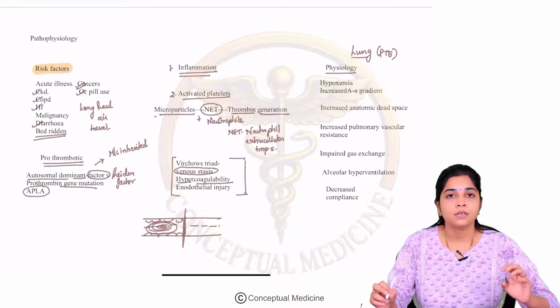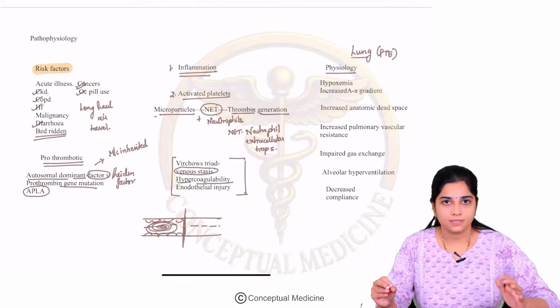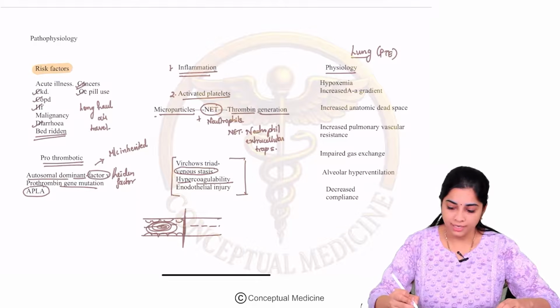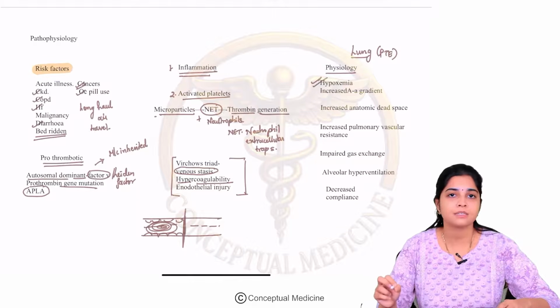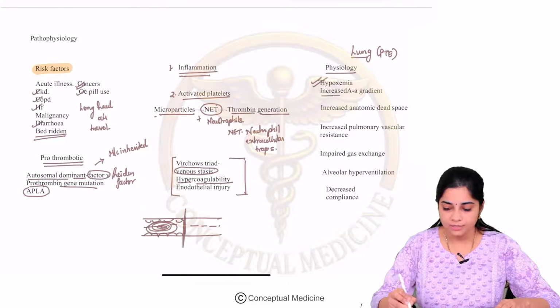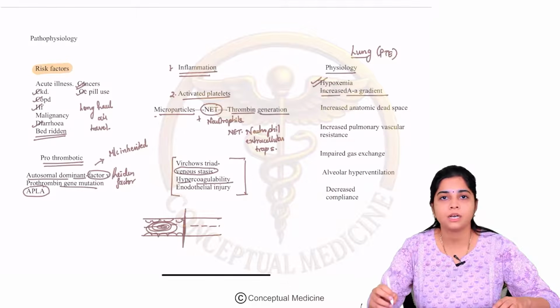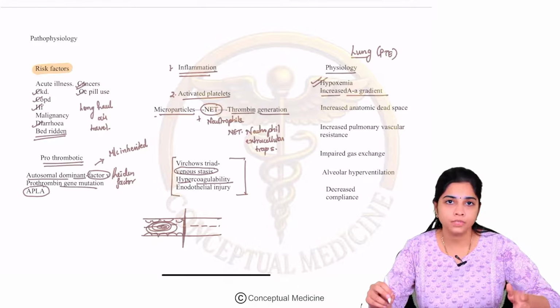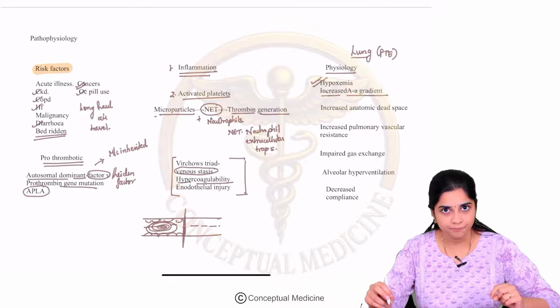So first, there is a sudden cutoff to the blood supply in the lung. The pulmonary vasculature is blocked, so there will be hypoxemia. Yes, this is understandable. There is going to be an increase in the alveolar-arterial oxygen gradient. So the gradient is going to increase because of this hypoxemia.